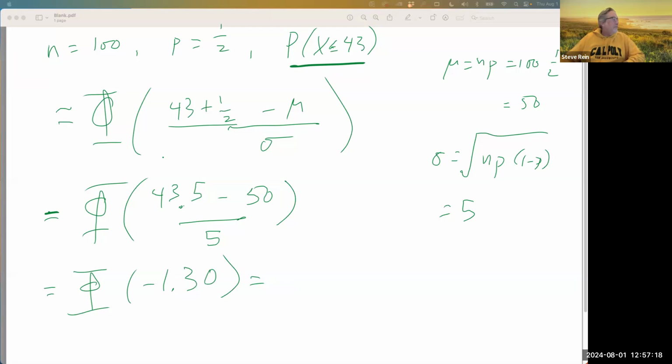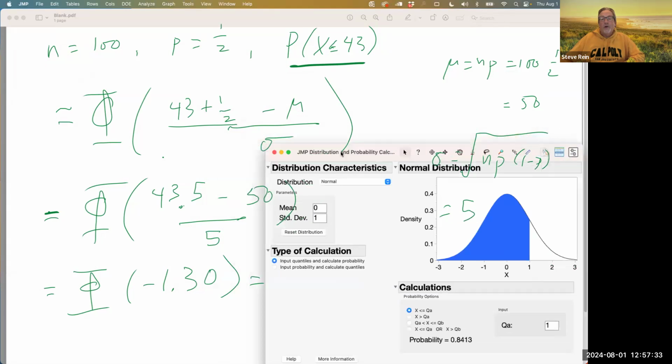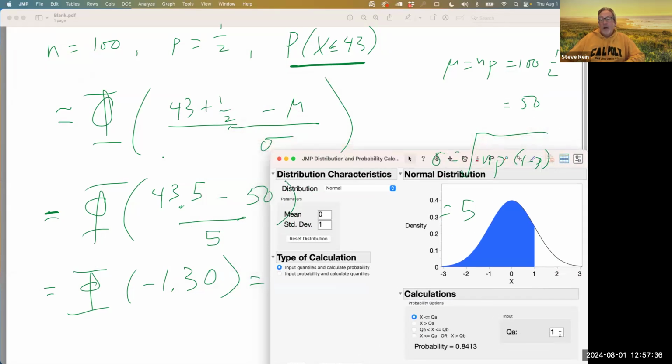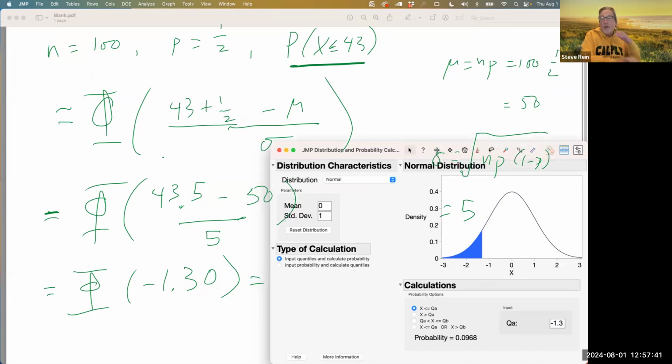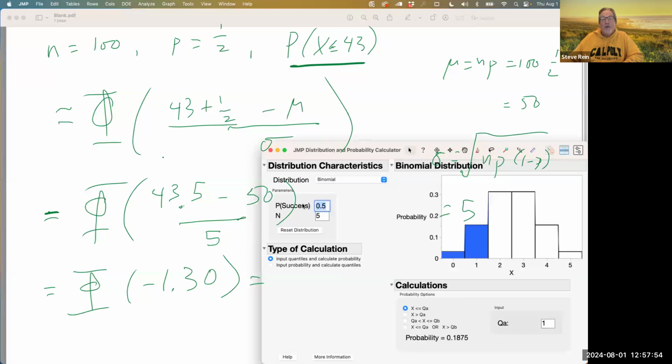I happen to now have JMP's probability distribution calculator. If I put in my number, negative 1.3, it will tell me 9.68% or 0.0968.